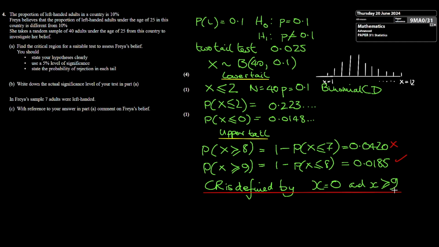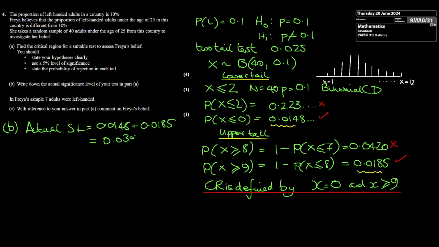So for part B, we've got to write down the actual significance level, which means adding up the first two probabilities that made us fall into the critical region. So this is this value here and this value here. And there it is written down. And if you add those two probabilities up, you get 0.0303. And that will be the answer to part B.